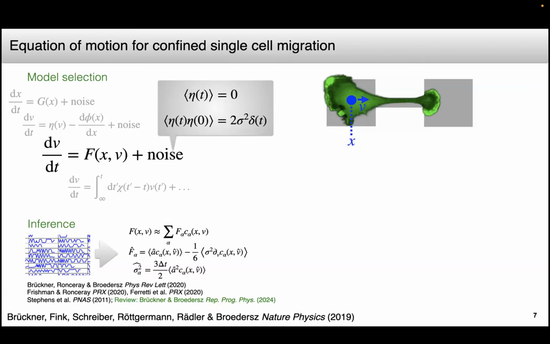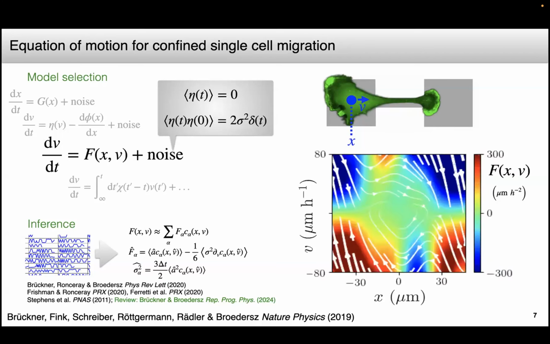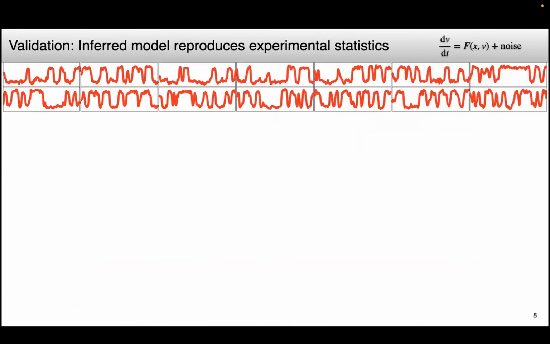And out comes something like a deterministic driving term. Now, this doesn't mean that this is the correct model, because we could do this for many different classes of models. You can take the data and run the inference and something will come out. Doesn't mean that it's right. So you have to do validation.